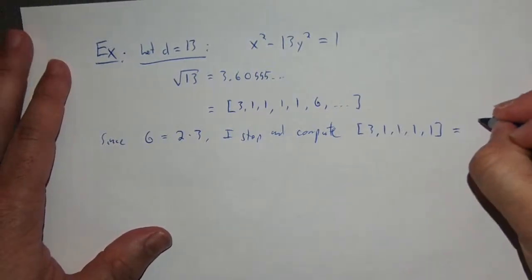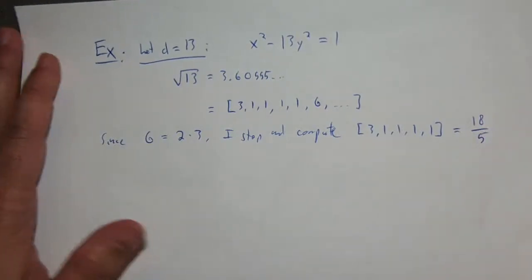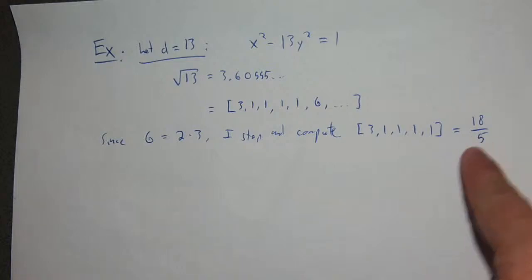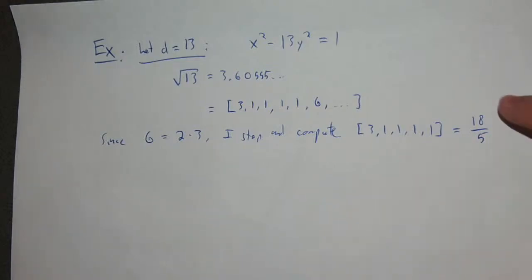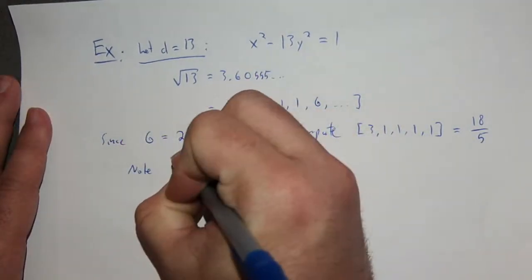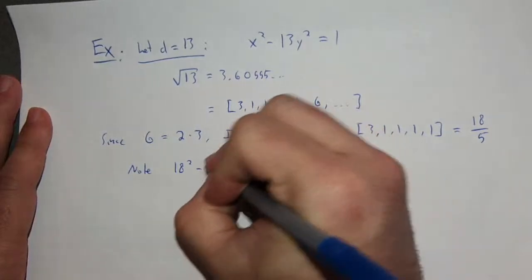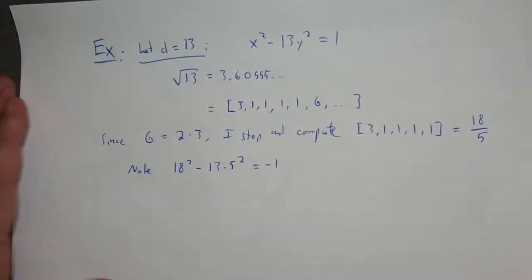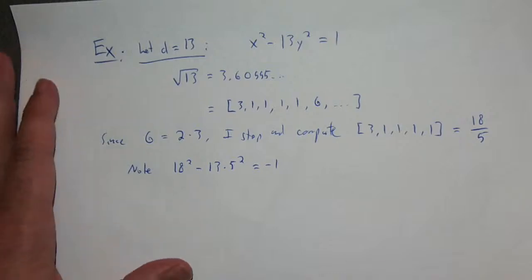Now, you could compute that the brute force way of actually writing it as a continued fraction, or you could use that process with the table that I went over yesterday. However you do this, you find that this is 18/5. So now I try my luck with x equals 18 and y equals 5. So note 18 squared minus 13 times 5 squared. We hope this is 1, but in fact it is minus 1. If that had been 1, we'd be done. We would have found a solution to Pell's equation, but it's not. It's minus 1.